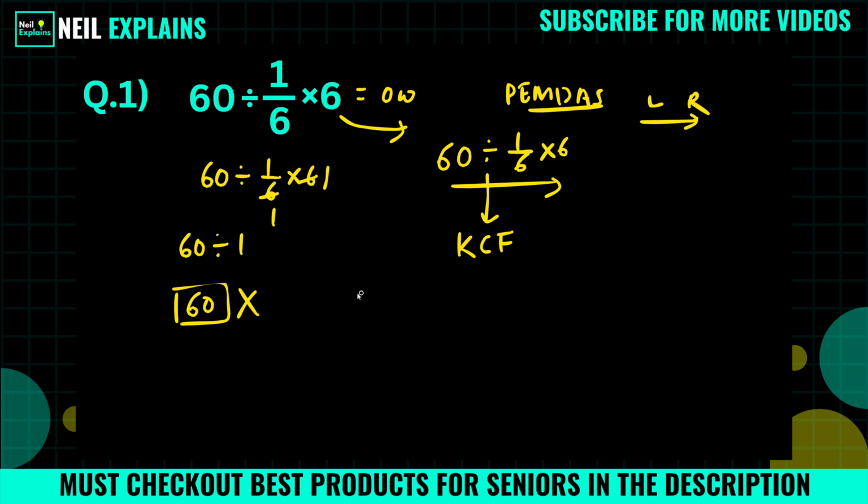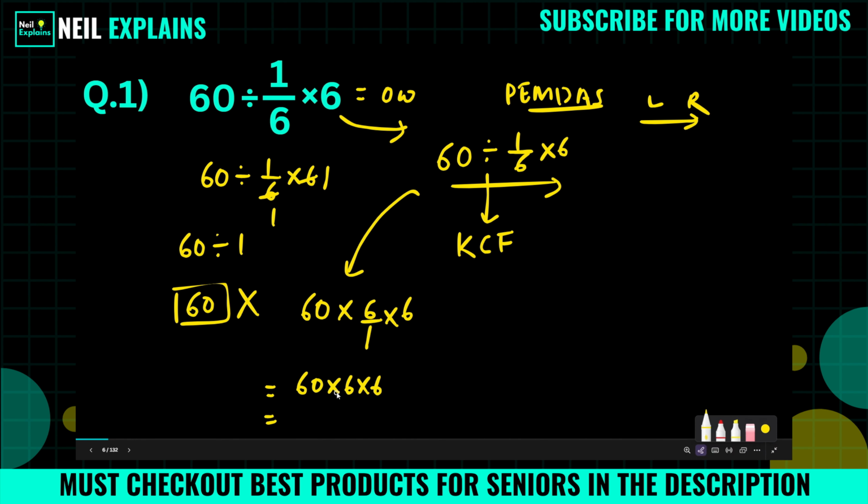60, we have to keep 60 as it is. We will write again here 60. Division will be changed to multiplication, and 1 by 6 will be 6 by 1, that is 6. So what we have: 60 times 6 times 6. Okay, 60 times 6, that is equal to 360.